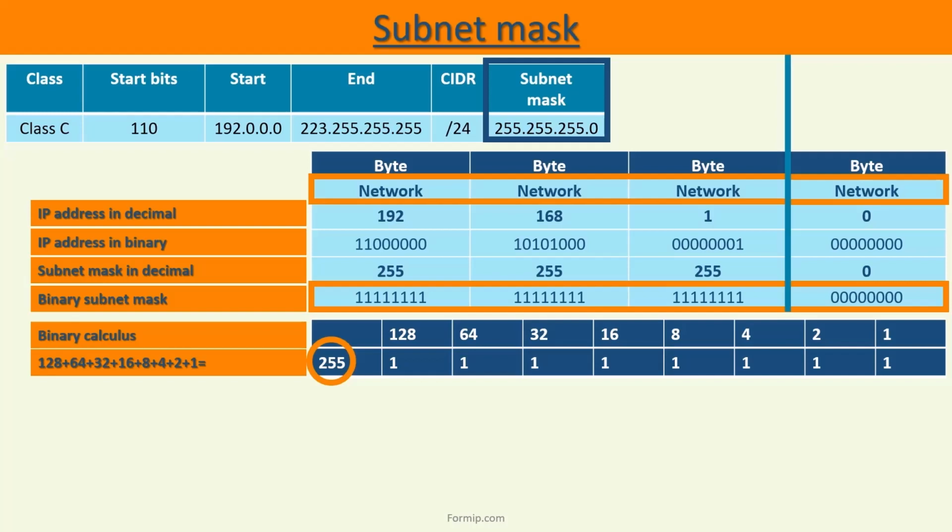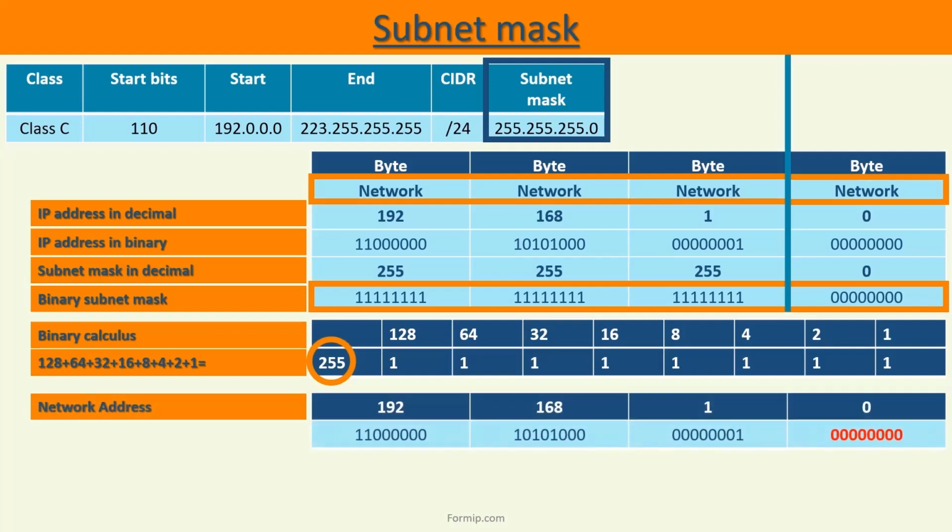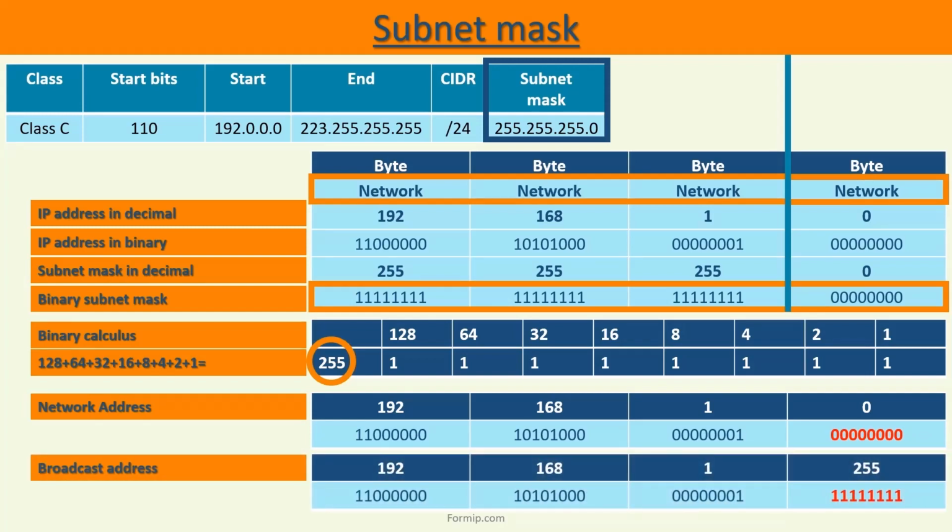So does that mean that we can distribute all 256 IPs to hosts? Well, no. In each network, there are 2 addresses that we cannot use. There is the network address. This is the address where all the host bits are set to 0. And there is the broadcast address. This is the address where all host bits are set to 1. Now if we do 256 minus 2, that gives us 254 IPs that we can actually assign to hosts.